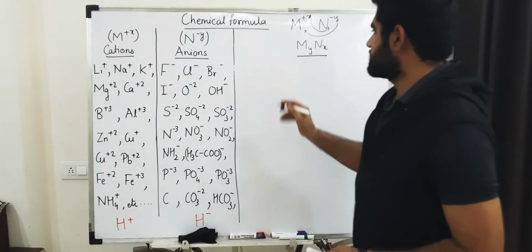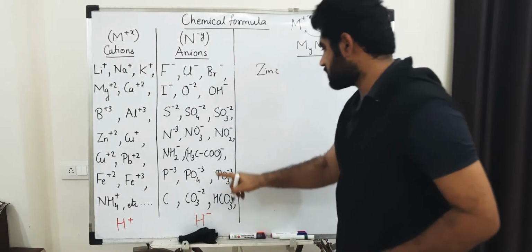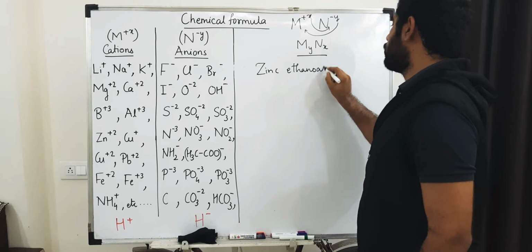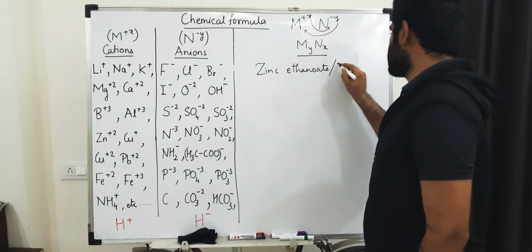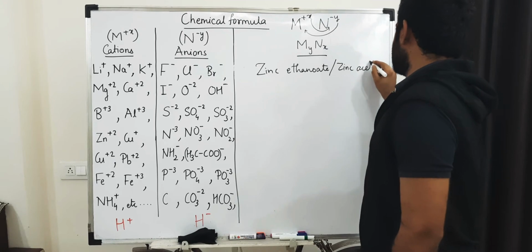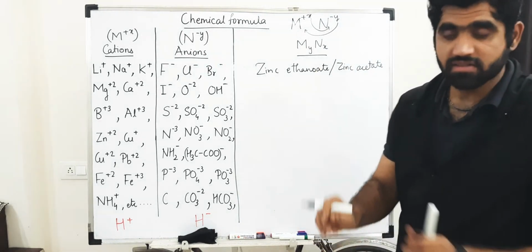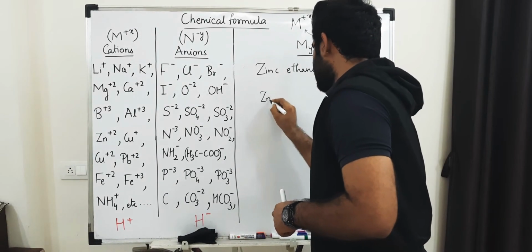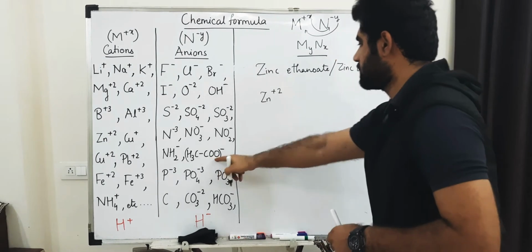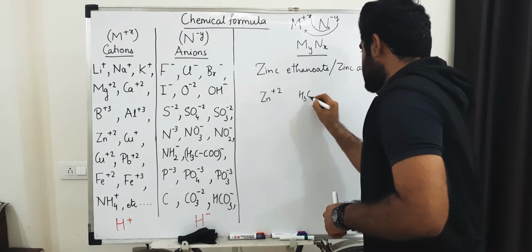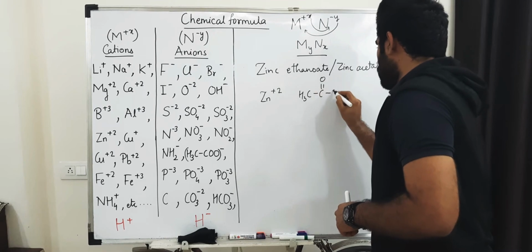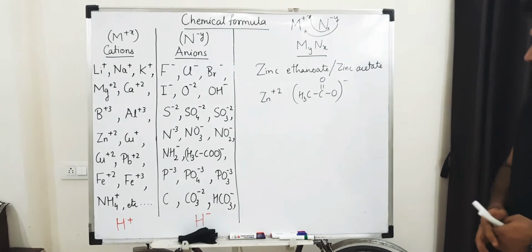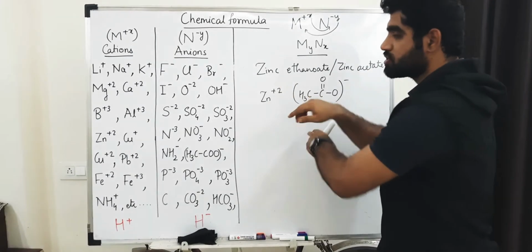Okay, some other compound. Let's take zinc acetate or ethanoate. Remember, ethanoate is its IUPAC name and acetate is the trivial or common name. So zinc is Zn plus 2, ethanoate is CH3 C double bond O with a minus charge. You can see all the compounds I am forming are between oppositely charged ions.